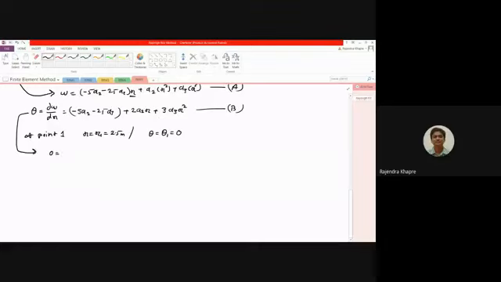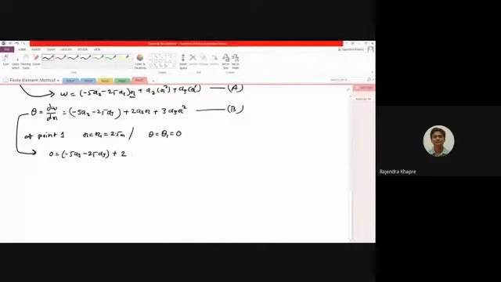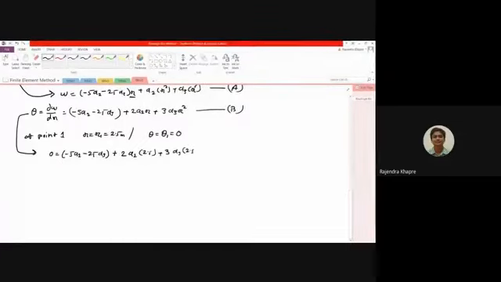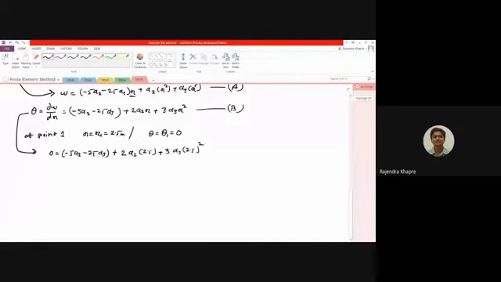So here I'm just going to write down minus 5 times a2 minus 25 times a3. Here, sorry, this will be plus 2 times a2 into 2.5, plus 3 times a3 and this will be 2.5 whole square.